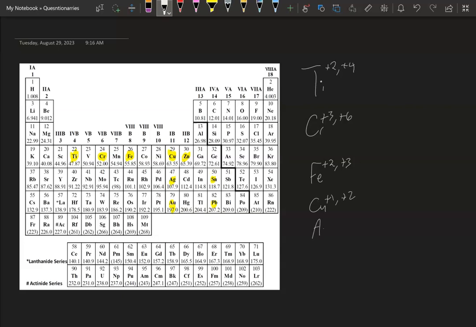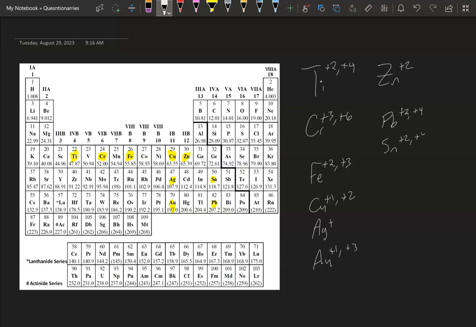So let's see. Copper is +1, +2. Silver is +1. Gold is +1 and +3. And then zinc is +2. And then you get to the last two, lead and tin, which are both +2 and +4.